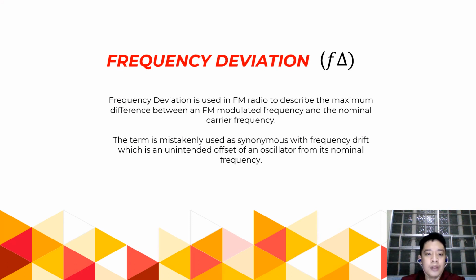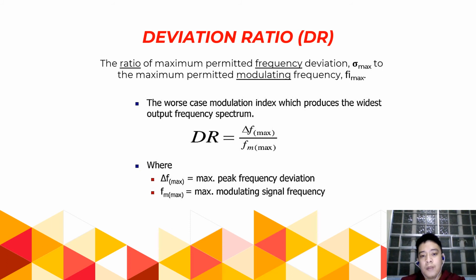Next is frequency deviation. Frequency deviation is used in FM radio to describe the maximum difference between an FM modulated frequency and a nominal carrier frequency. The term is mistakenly used as synonymous with frequency drift, which is an unintended offset of an oscillator from its nominal frequency. So the deviation ratio, or simply known as DR, is the ratio of maximum permitted frequency deviation delta F max to the maximum permitted modulating frequency Fm max.